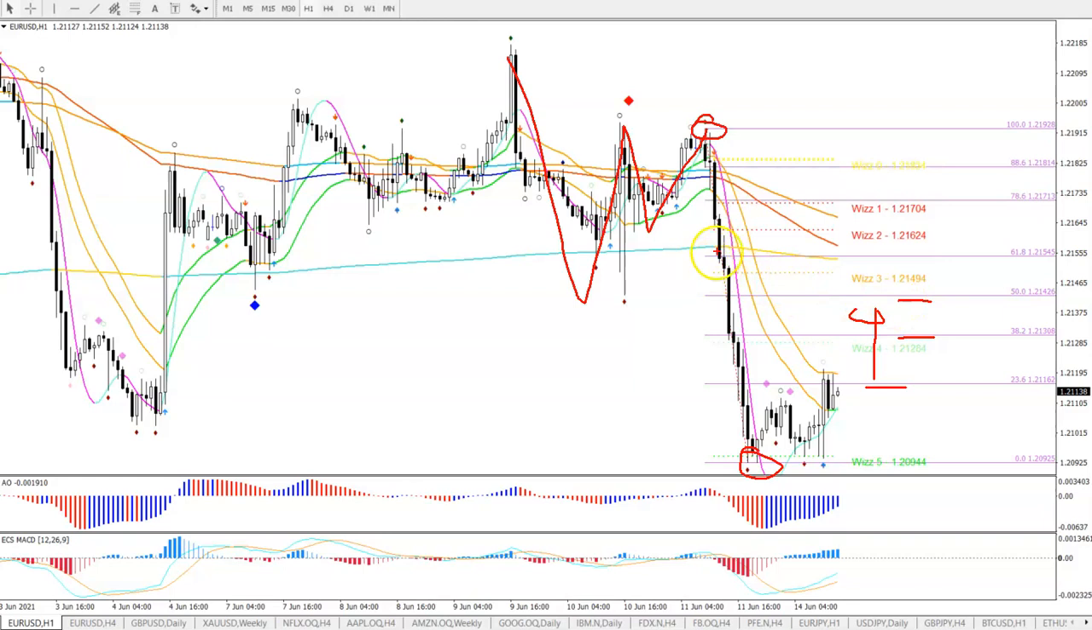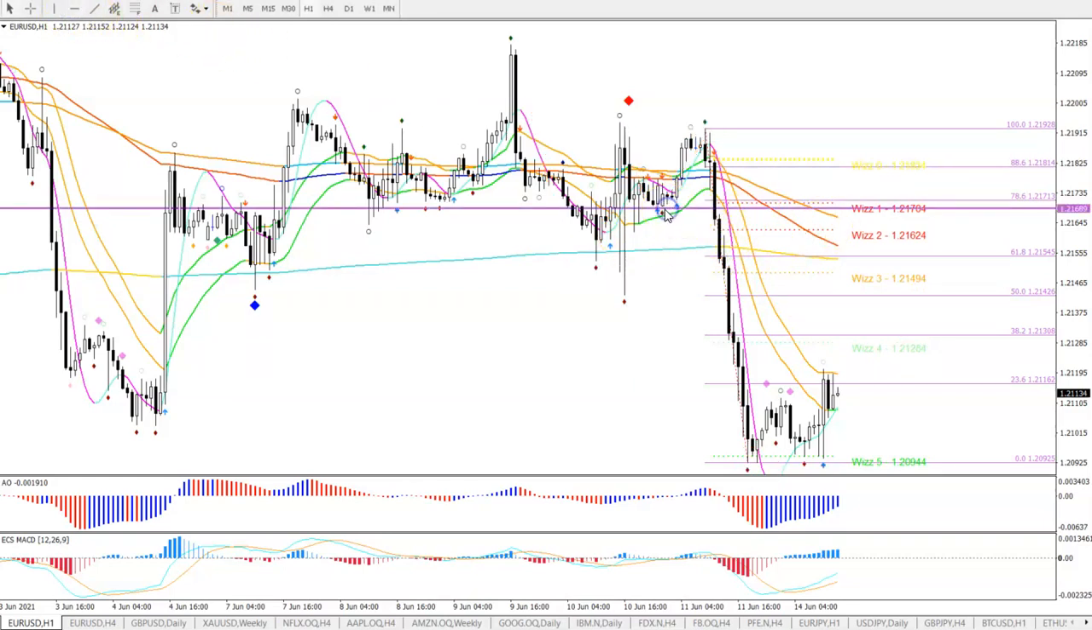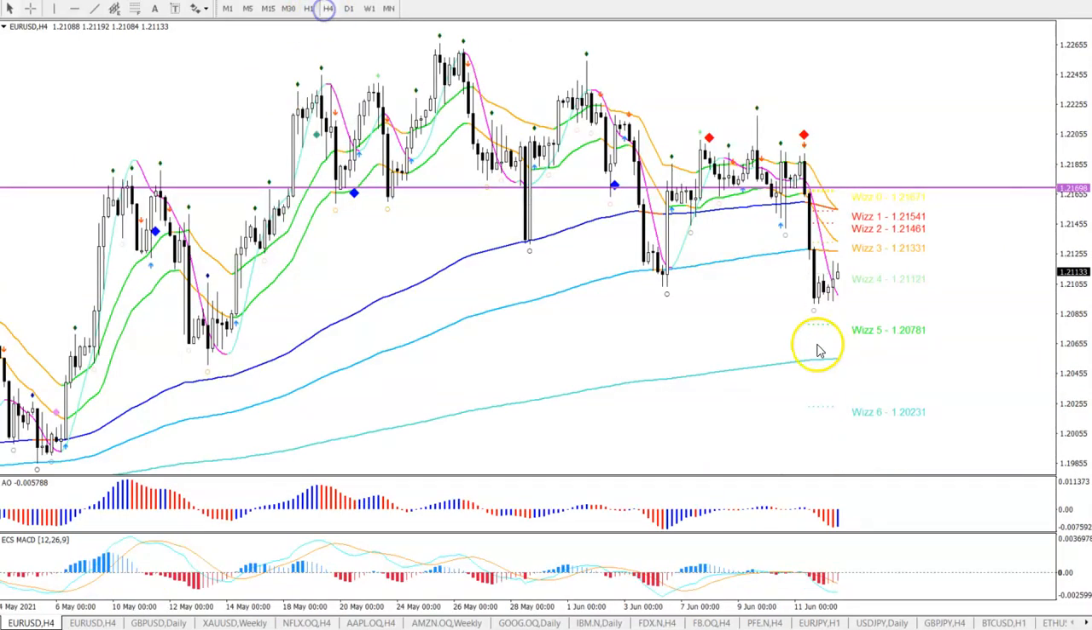And of course, if it goes into the territory of wave 1, which is all the way up in here, then that would invalidate this particular wave outlook. So let's see how this retraces. Typically, wave 4 is choppy, lengthy, and shallow.